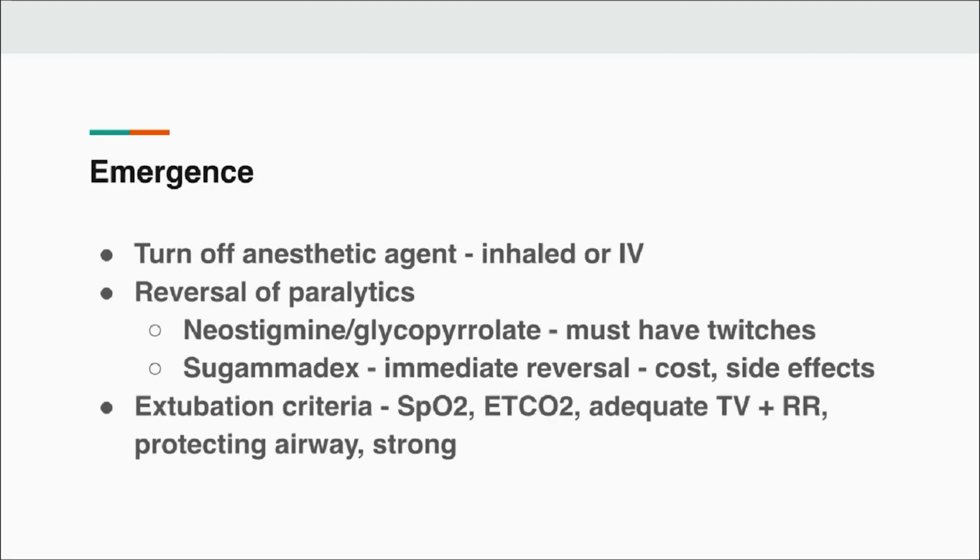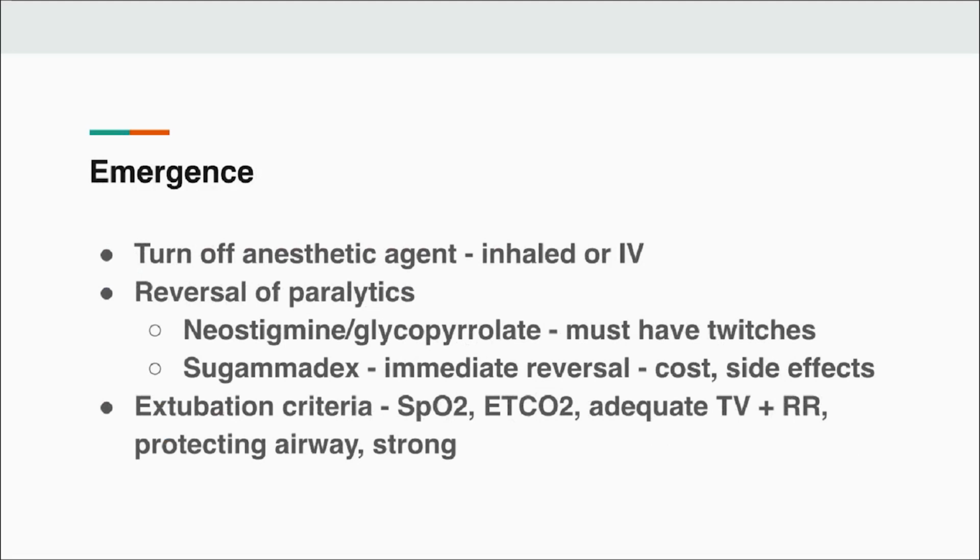So talking about emergence, this is really kind of the end of the case, or the landing. We obviously turn off the anesthetic agent, whether that be the inhaled anesthetic or the IV anesthetic. At this time, if the patient is paralyzed, we would go ahead and reverse the paralytic. Now, historically, we haven't had Sugammadex, so we've used a combination of neostigmine and glycopyrrolate to increase the amount of acetylcholine at the neuromuscular junction.